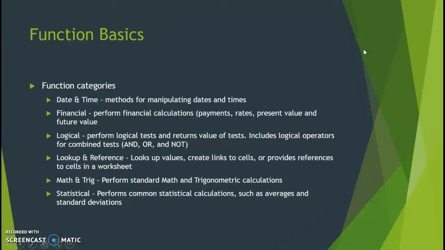So Excel has a series of categories that they kind of group their functions in. We'll go over those really quickly. The first one is date and time. Those are functions used for manipulating dates, times, as well as a combination of date and time put together. The second functional group is financial. Those type of functions perform financial calculations such as payments, rates, present value, and future value computations.